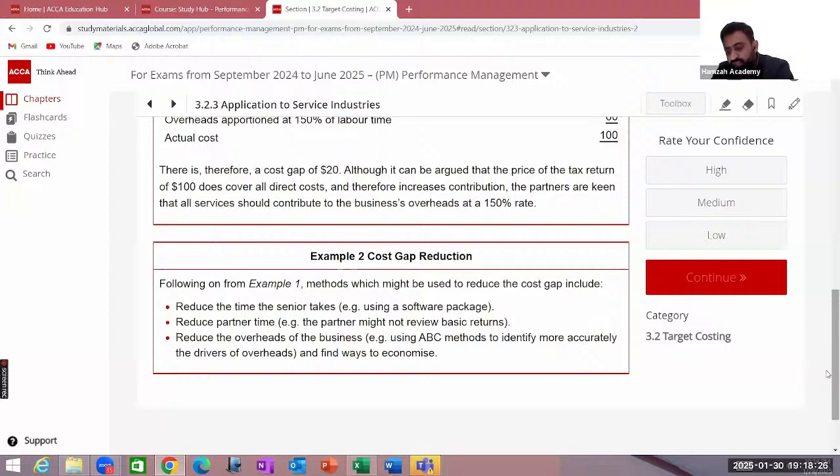You can reduce the partner time. For example, the partner may be required to review only important returns, not the basic returns. That would help to reduce the cost. You can use an ABC costing system to allocate the overheads more accurately. At the moment, they are using a flat 150% of the direct labor. If you use ABC, that might lead to less allocation of the overhead to the tax return. So these things can be taken into account to reduce the cost gap.